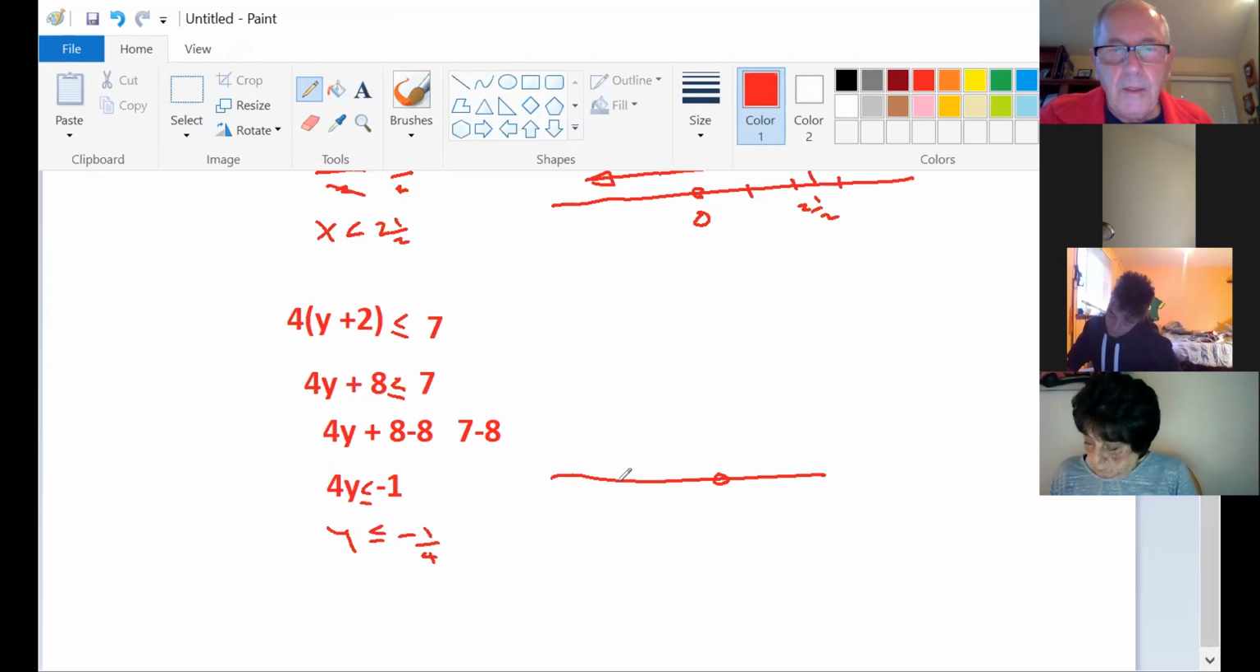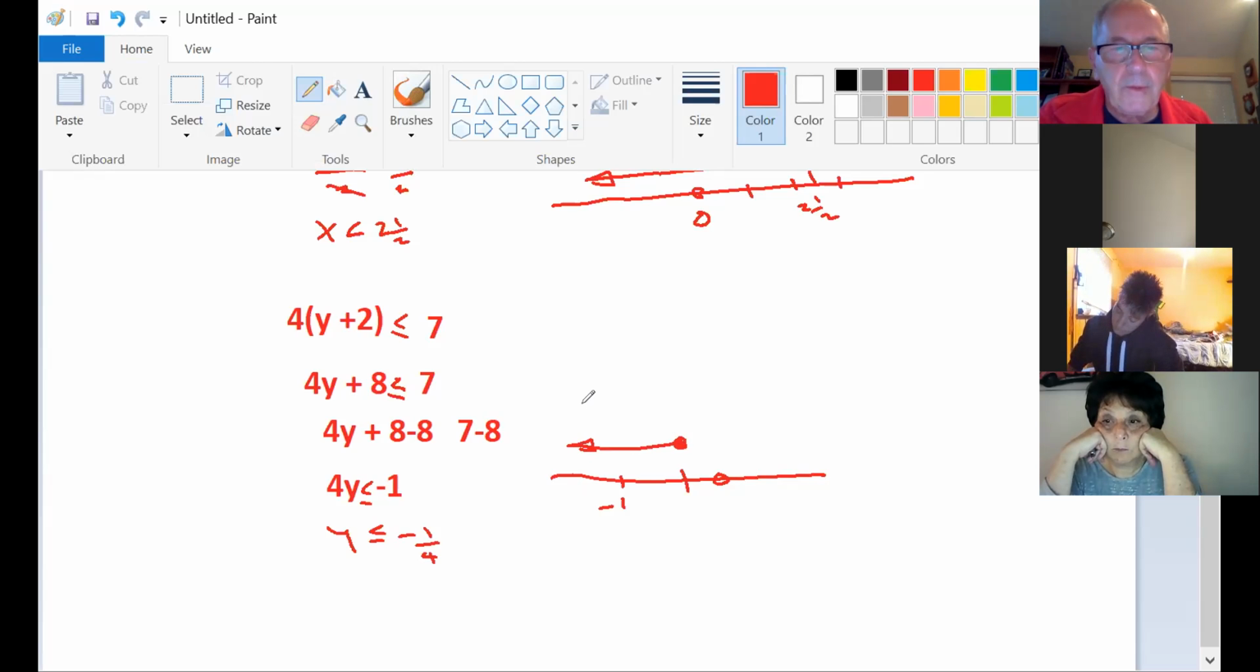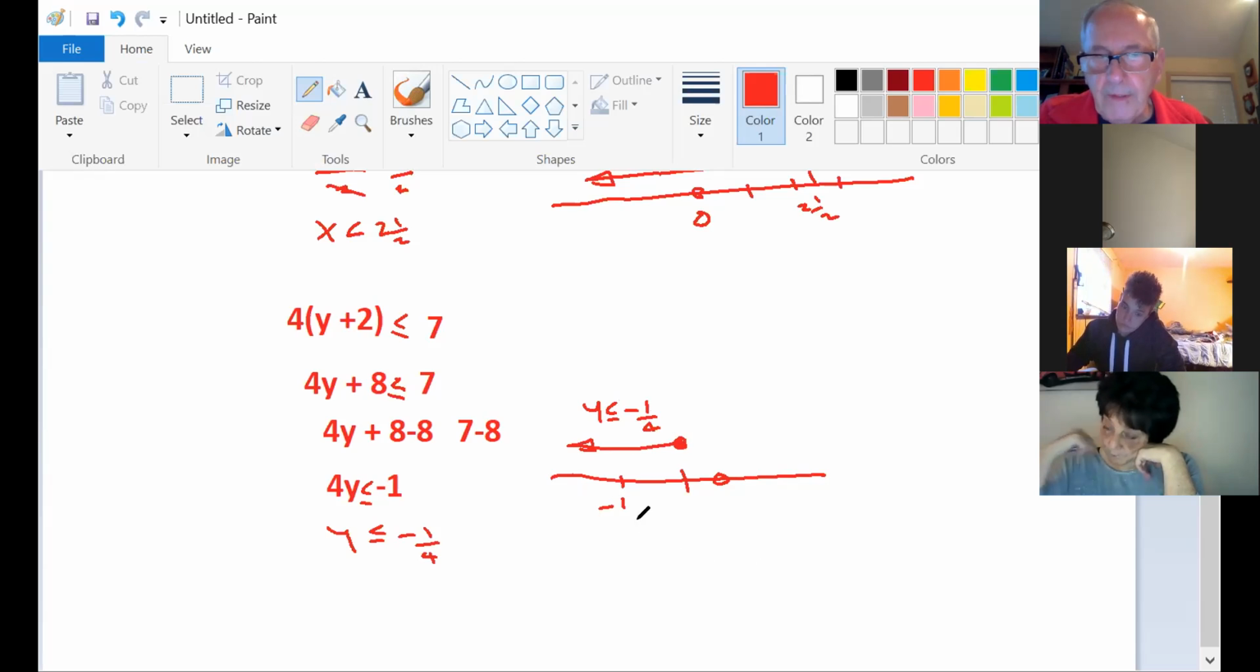Make that 0. Say this is minus 1. Minus 1/4 is right here, right? 1/4 of this, so it's right up here. It's less than or equal, so that's why you put in a dot like that. And it's less than, so it's going to go this way. So you'd write it on top: y is less than or equal to minus 1/4. Everybody see that? Kathy, does that make sense to you? Yes. This is minus 1/4 here.